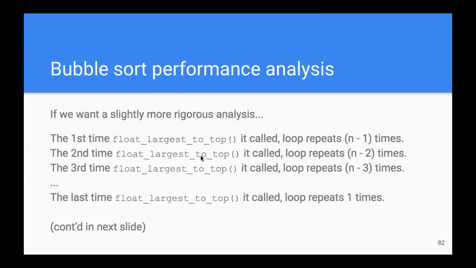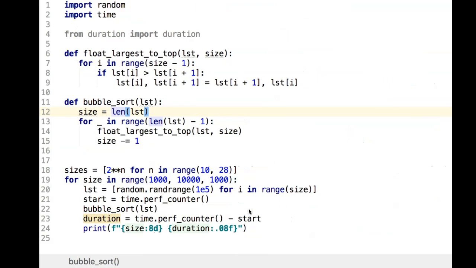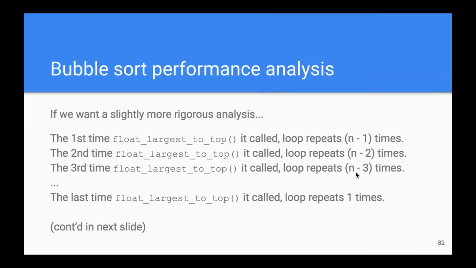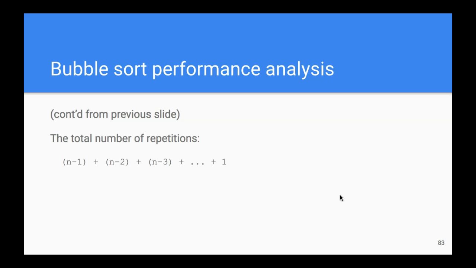Second time we call the same function, the size shrinks by 1. So this loop here repeats n minus 2 times. Third time, it repeats n minus 3, and so on and so forth, until at the very last time, the loop would only repeat 1 time. Okay? And so the total number of repetitions, if you add them together, is going to be n minus 1, plus the second time n minus 2, n minus 3, and so on and so forth until the very last time, which is plus 1.